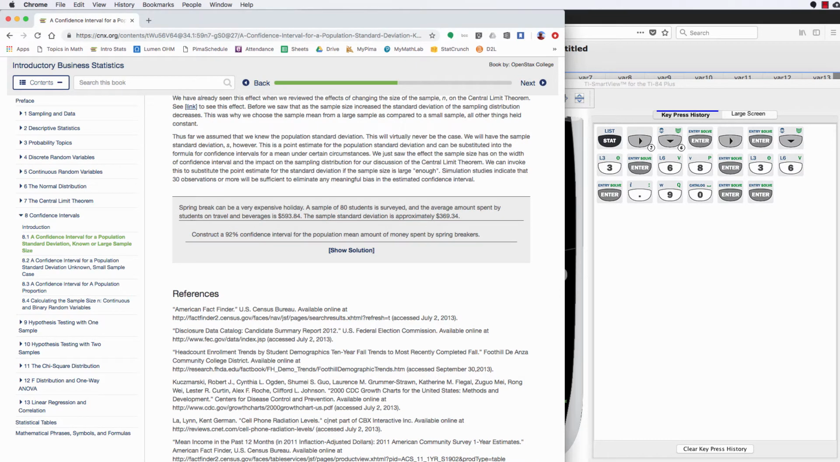Spring break can be a very expensive holiday. We have a sample size of 80 students. The average amount spent by students on travel and beverages is $593.84, and the sample standard deviation is approximately $369.34. And we're going to calculate a 92% confidence interval.